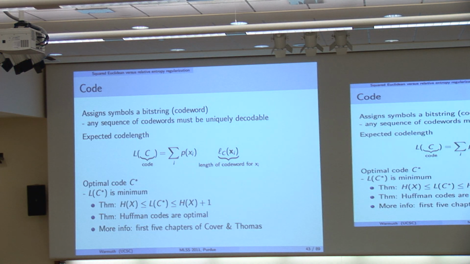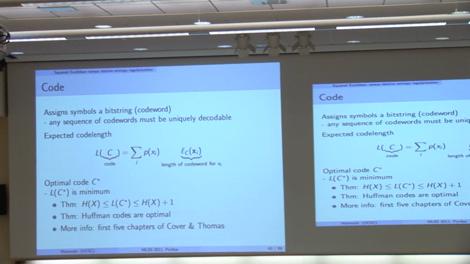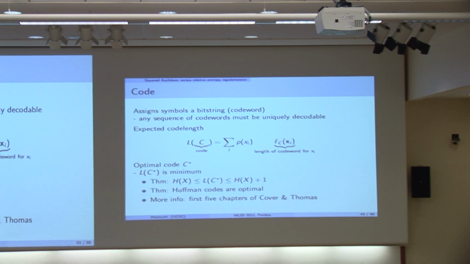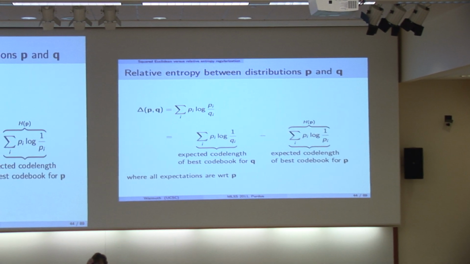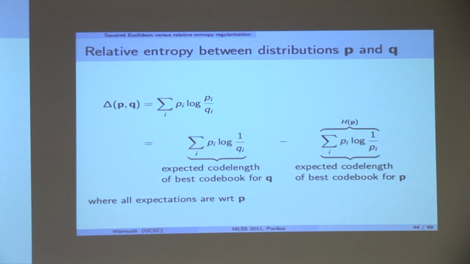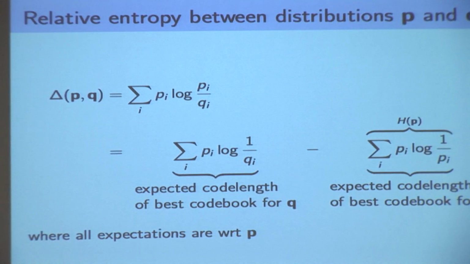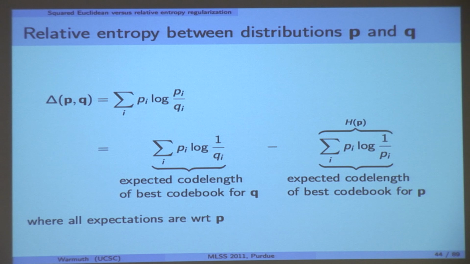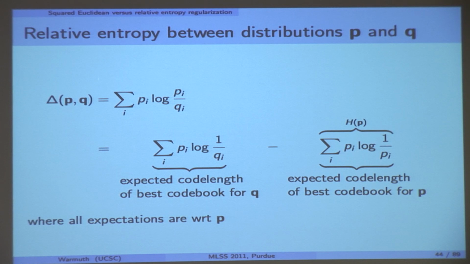OK, so the entropy measures relationship to expected code length. Now here's what we're not interested in entropy. We're interested in relative entropy because we want to measure the distance between two distributions. But technically, it's not a distance. We call it a divergence because the triangle inequality doesn't hold. So this is your divergence. We usually use delta to denote the divergence.